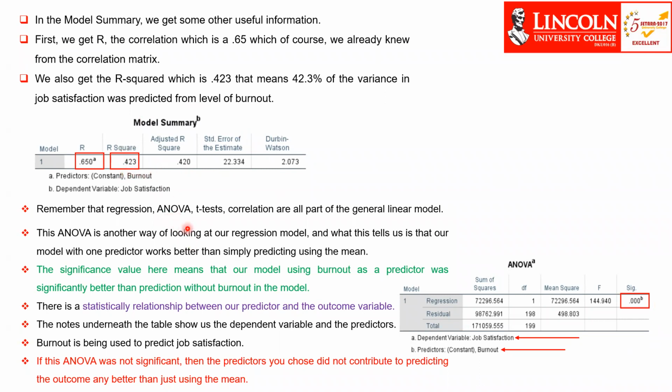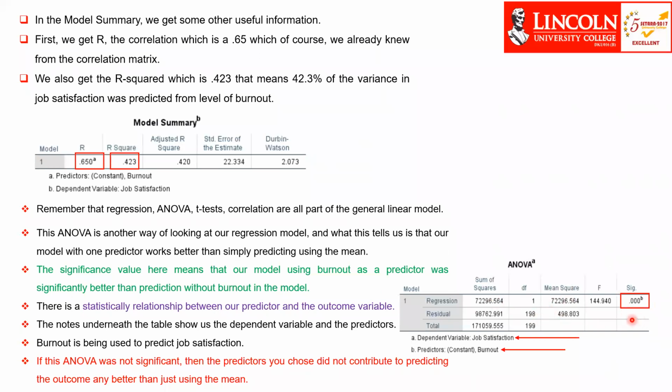Remember that regression, ANOVA, t-test, and correlation are all part of the general linear model. So this ANOVA we have here is another way of looking at our regression model. What this tells us is that our model with one predictor works better than simply predicting using the mean.